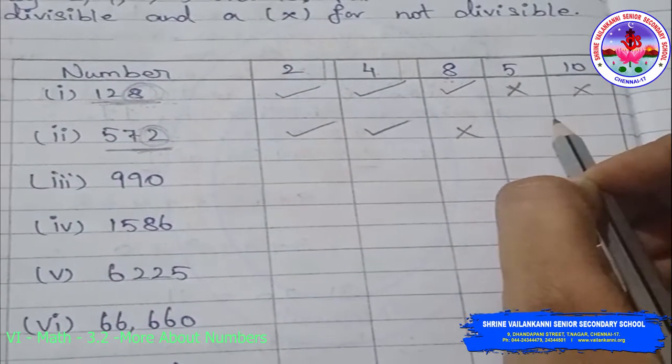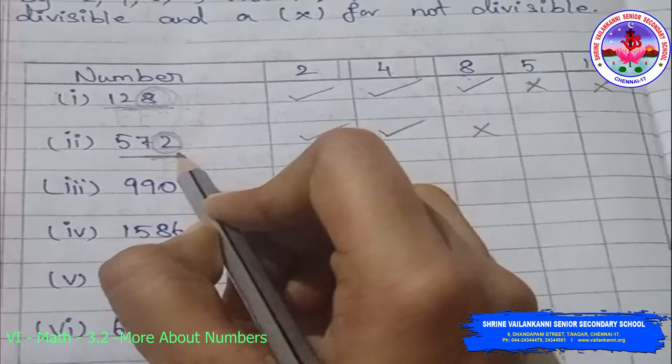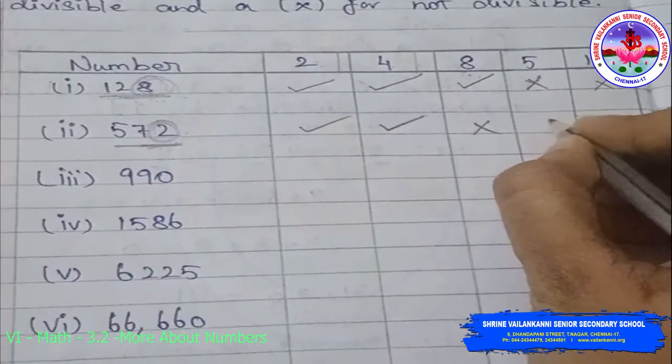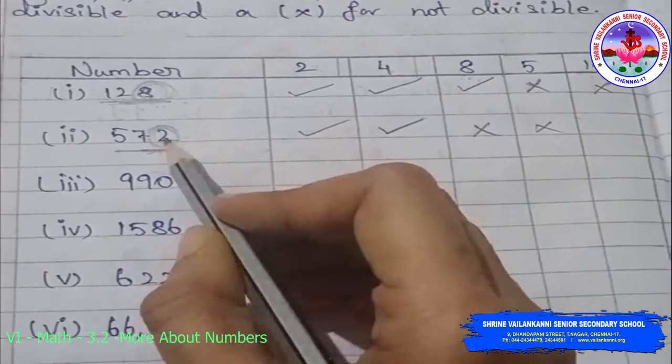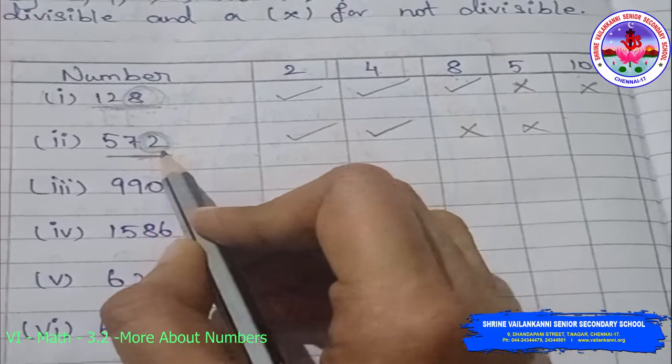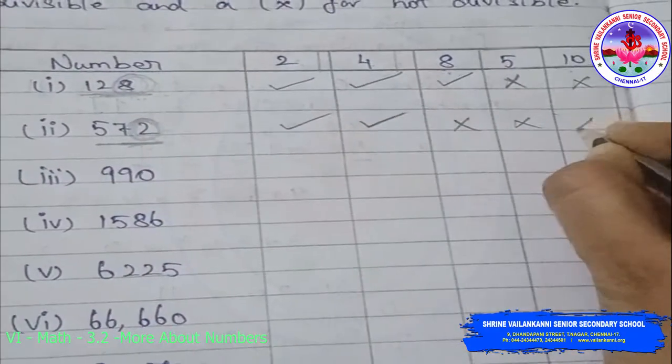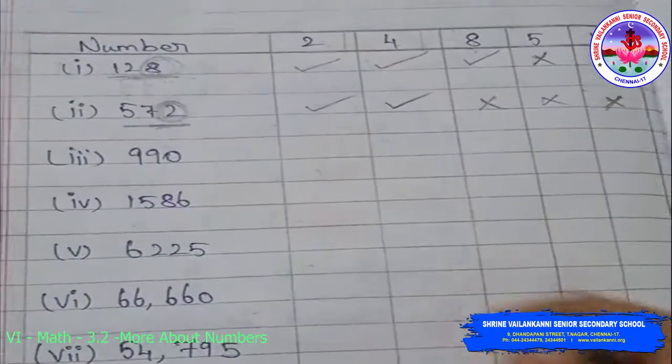Next, divisible by 5. Check the last digit, it is an even number, so it is not divisible by 5. For 10, the last digit is an even number, so it is not divisible by 10.